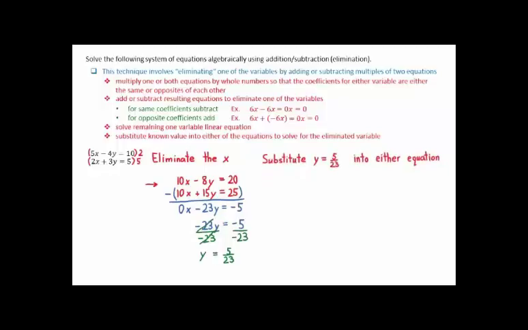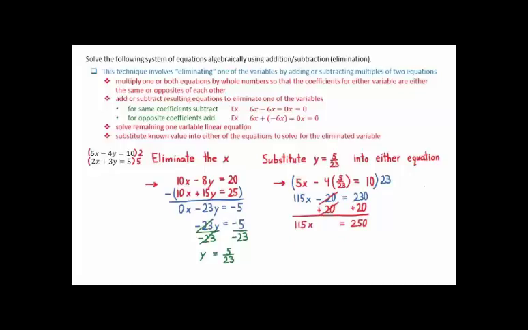We then can substitute y equals 5 over 23 into either of the equations. I'll use the first one here, 5x minus 4y equals 10. We get 5x minus 4 times 5 over 23 equals 10. We can multiply by 23 to remove the fractions. 115x minus 20 equals 230. And then add 20 to both sides, giving 115x equals 250.